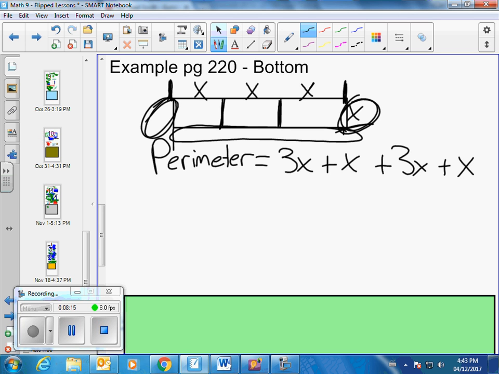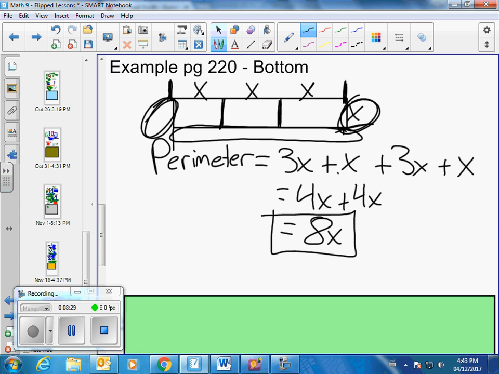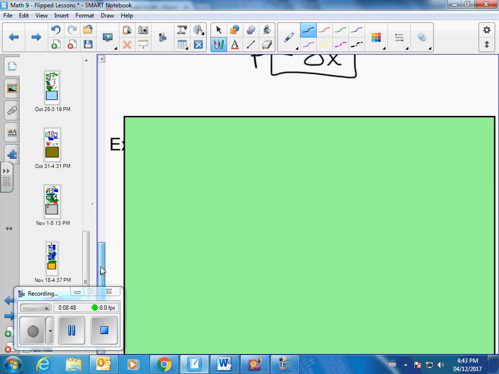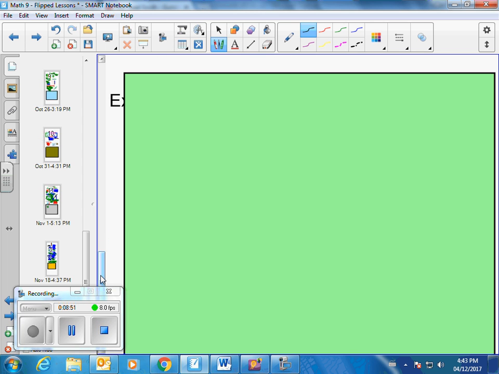So I have 3x plus 1x plus 3x plus 1x, so I actually get 4x plus 4x, which equals 8x. Okay, I can even put a P in there. P equals 8x. And that's how I write an equation that represents the perimeter of a figure where I don't actually know any of the measurements, but I'm still able to come up with an equation. There's going to be a couple questions like that on the assignment, so keep your eyes out for those.